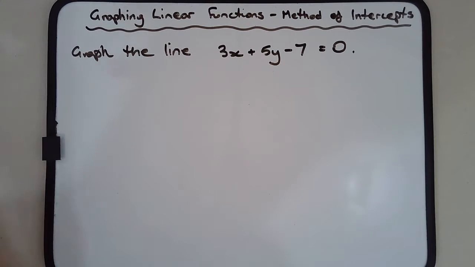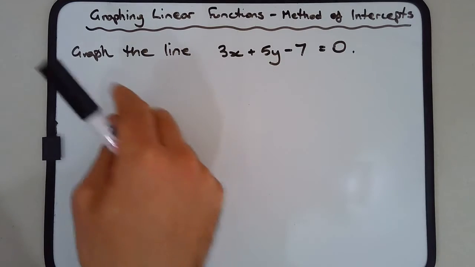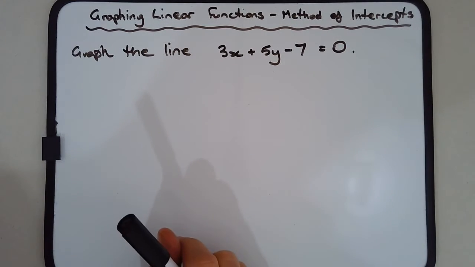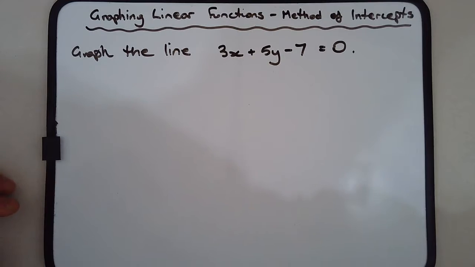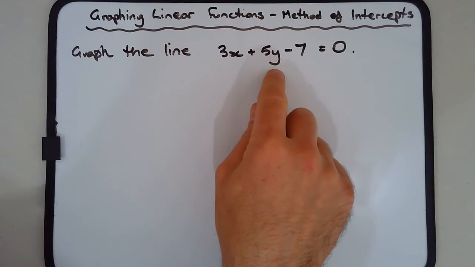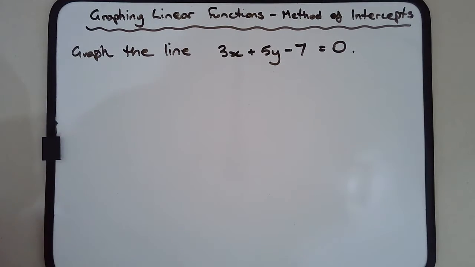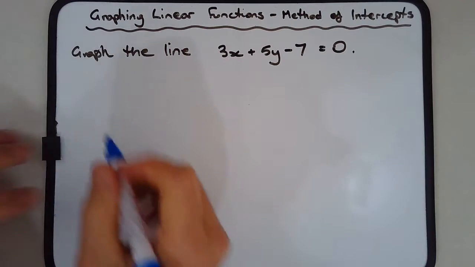So this gives us a way of quickly finding 2 points by finding the x and y intercepts and then just joining or drawing a line through those 2 points. So let's start. We're going to graph the line 3x plus 5y minus 7 equals 0. So let's find the y-intercept first.